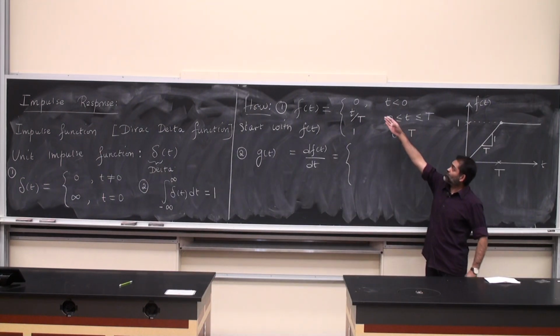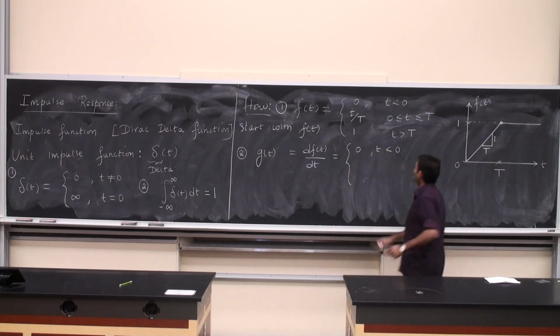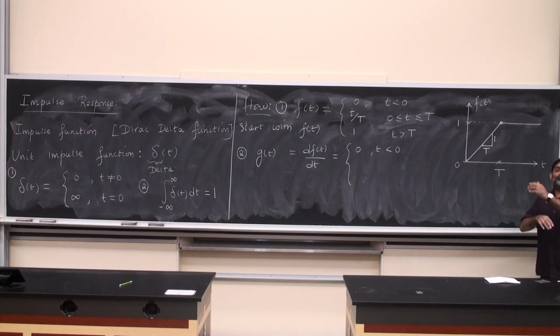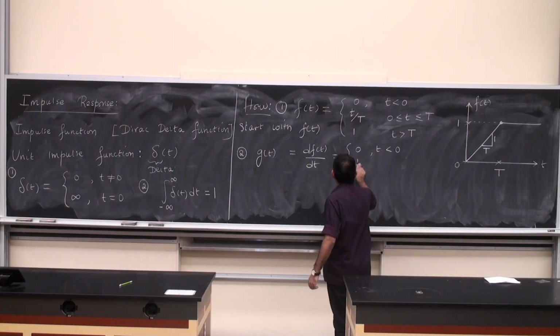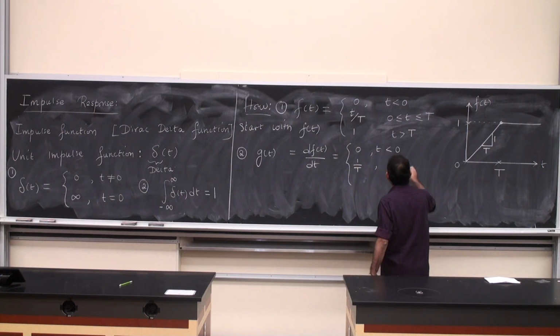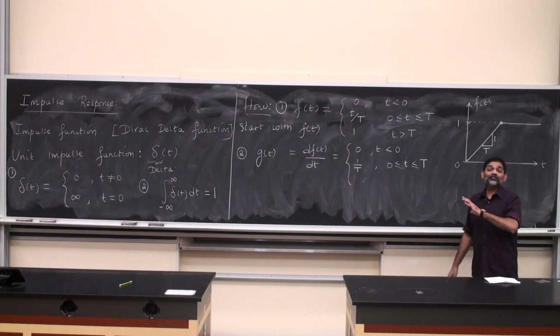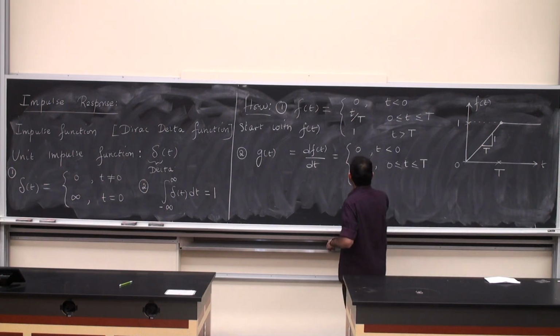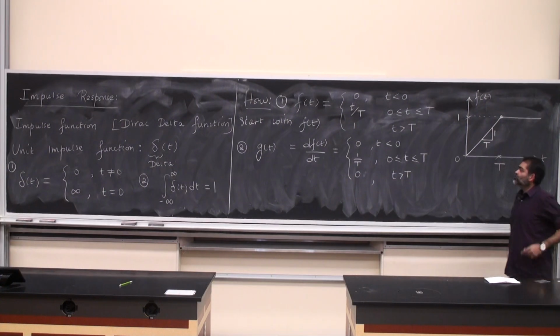Differentiation of zero is 0, so it is 0 when t is less than 0. What is the differentiation of little t divided by capital T? It is just 1 by T. Okay? So this is 1 by T when I am in this particular interval. And what happens after that? Differentiation of 1 is 0, so it is 0 when t is greater than T.